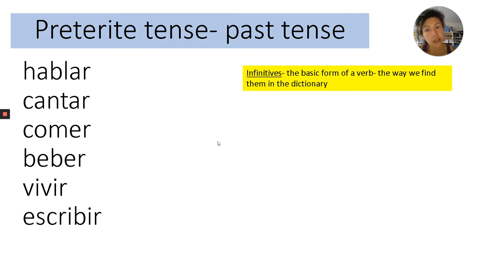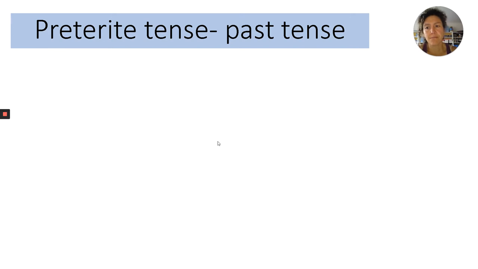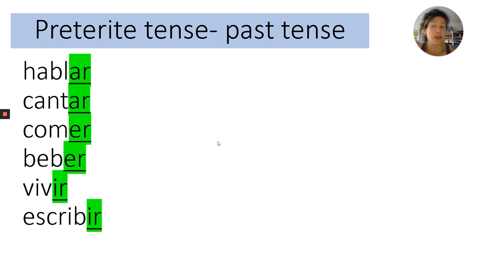So when you go to the dictionary and you look for to talk, you're going to find that in Spanish it is hablar. Okay, and so on. And let's have a look and see what do they all have in common. Can you see? So there you go. What they have in common is that they have this ending. Three different endings. We've got AR, we've got ER, and we have IR.